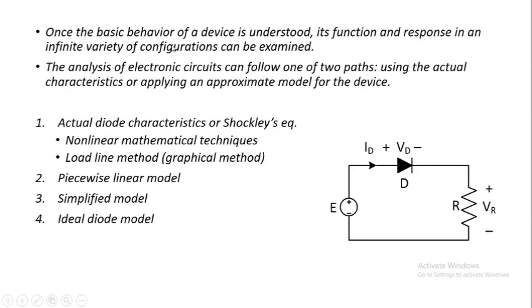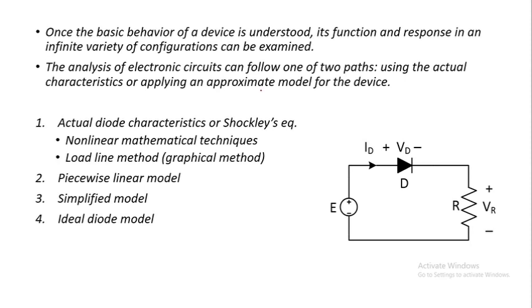Once the basic behavior of a device is understood, its function and response in an infinite variety of configurations can be examined. Until now, we have discussed the working and construction of the semiconductor diode. Now is the time to discuss the function and response in different configurations. The analysis of electronic circuits can follow one of two paths: using the actual characteristics or applying an approximate model for the device.